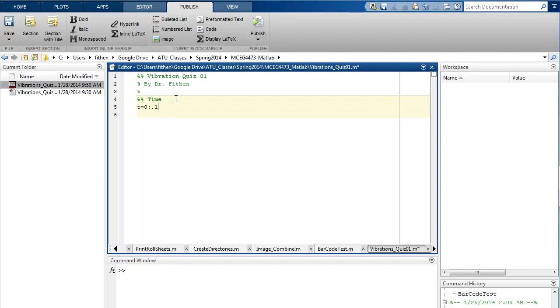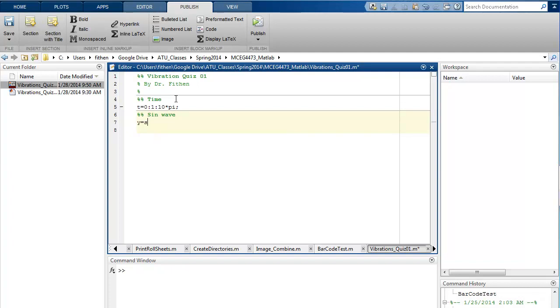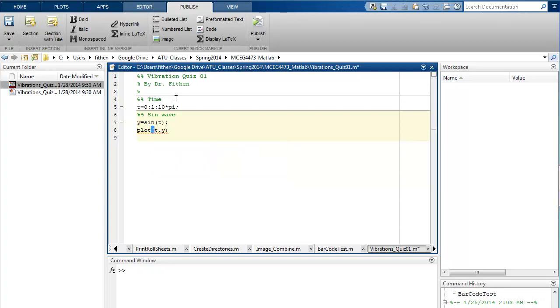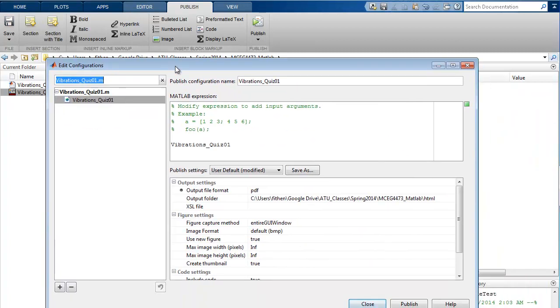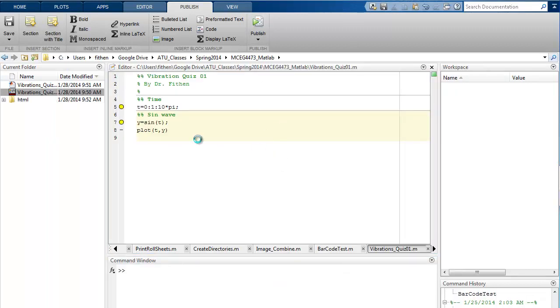I want enough gradations on here that you can see it. For example, if I did this to like 10 times pi, and then what I did is a sine wave, then I do a plot, or first y is equal to sine of time, and then if I did a plot of time versus y and publish this crazy thing, I'm going to go ahead and switch it back from a PDF to an HTML, and then I'll hit publish.